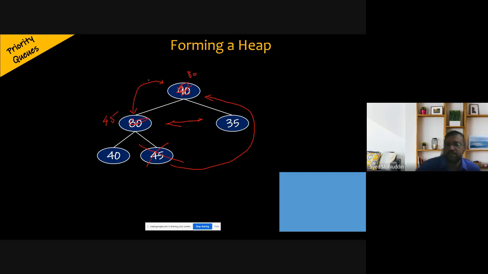Is it satisfying? Yes. Here we have 80, and 45 and 35 are both smaller than 80. Then 45 has 40 as its child, so it's fine, satisfying the relational property. So ultimately, we get a tree with 80, and 80 will have 45 as its left child and 35 as its right child, and 45 has its child 40. So this will be the heap after performing the delete operation.